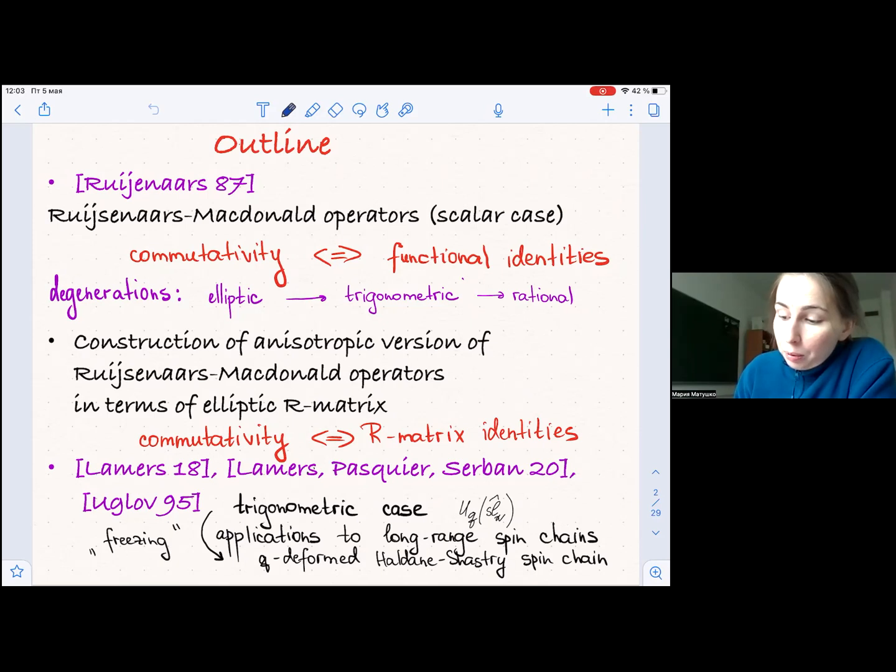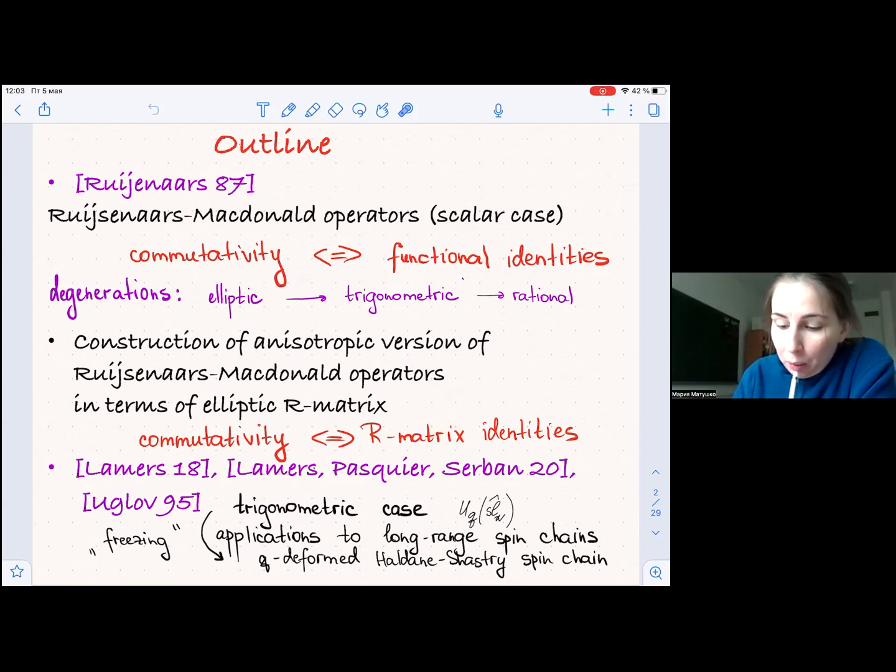And he proved that some elliptic function, which I will tell you about later, satisfies these functional identities. And as usual, there is the most general elliptic case, and its degenerations, trigonometric and rational. And in the trigonometric case, these operators we know as Macdonald operators.